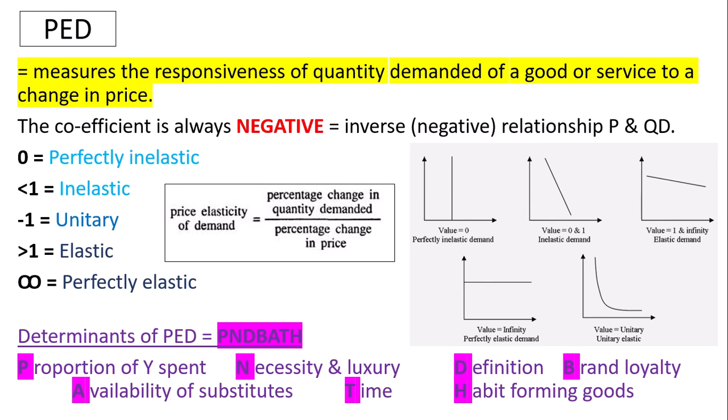And the last one, habit forming goods. Certain products have habitual consumption, so obviously things like cigarettes, alcohol, sugary drinks, because people become addicted to them, even if the price rises, demand will still stay fairly high because of the inelastic demand and the addiction that they have. Okay, so that is everything for PED.